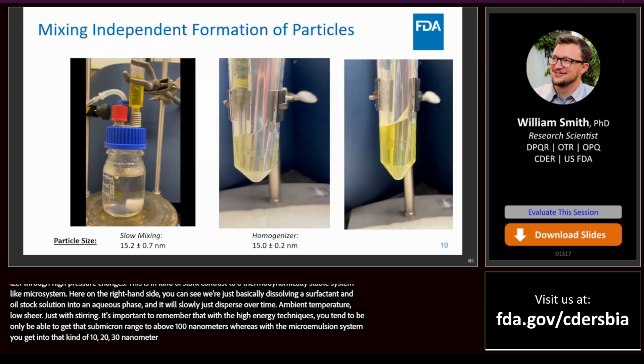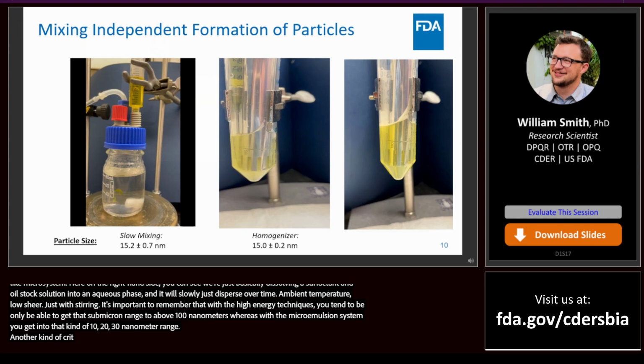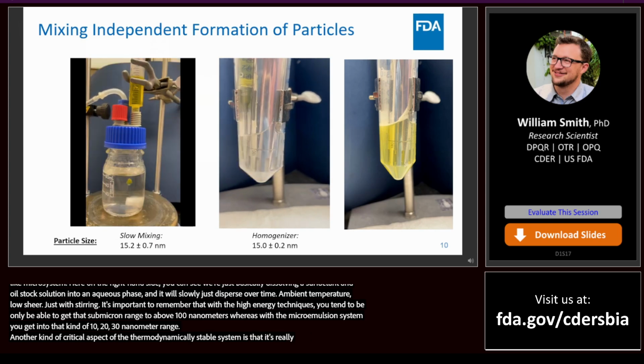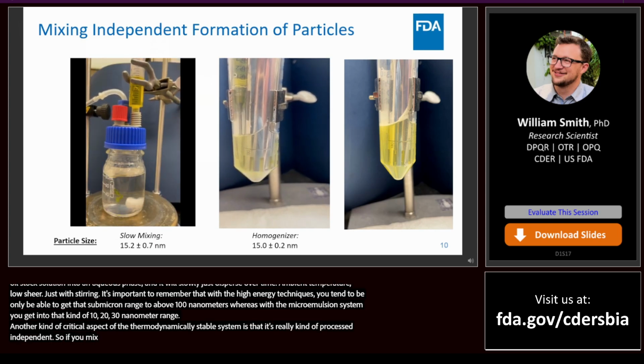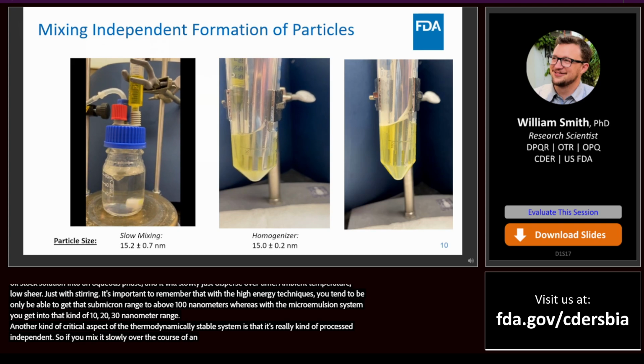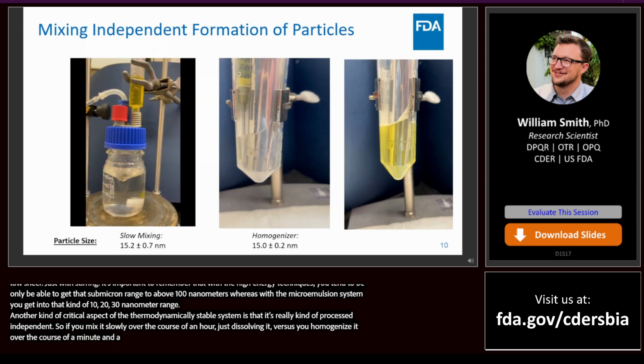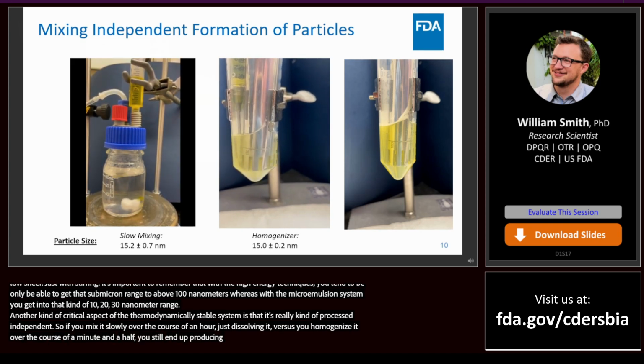So another kind of critical aspect of the thermodynamically stable system is that it's really kind of process independent. So if you mix it slowly over the course of an hour, just dissolving it, versus you homogenize it over the course of about a minute and a half, you still end up producing the exact same dispersion.